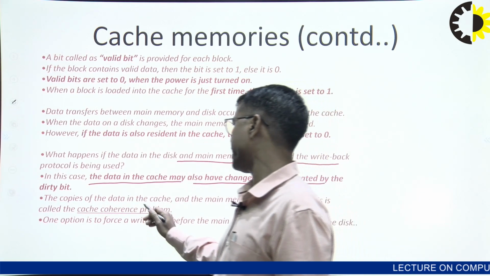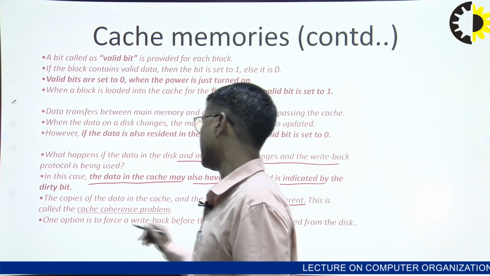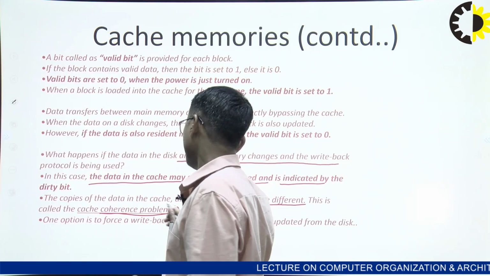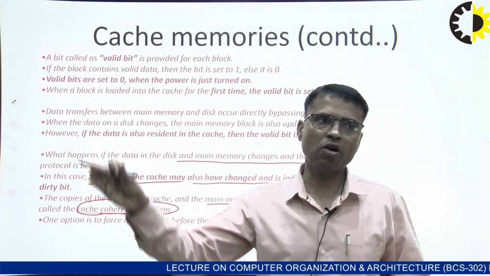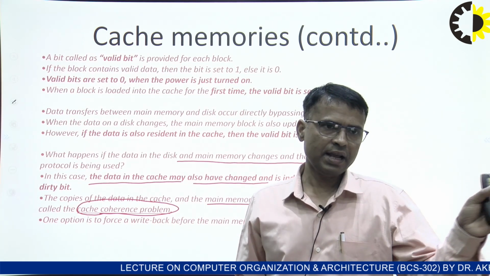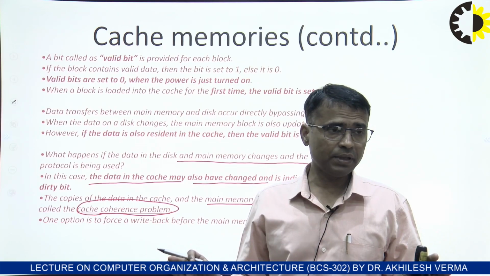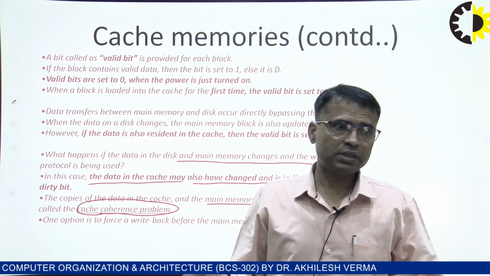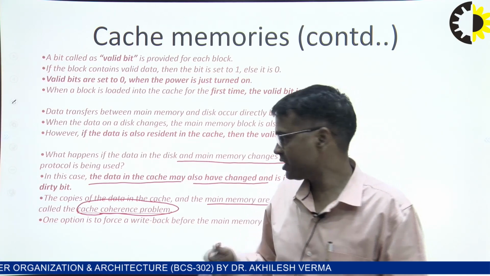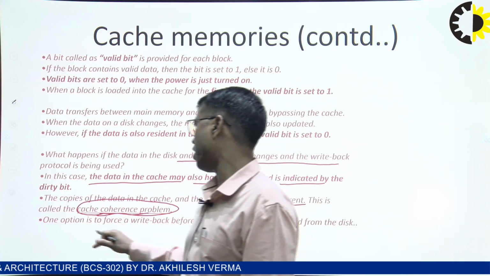The copies of data in the cache and the main memory are different. This is called the cache coherence problem. The moment or time period in which the blocks of main memory and the cache are different, so they are not the same and not coherent with each other, is called the cache coherence problem.